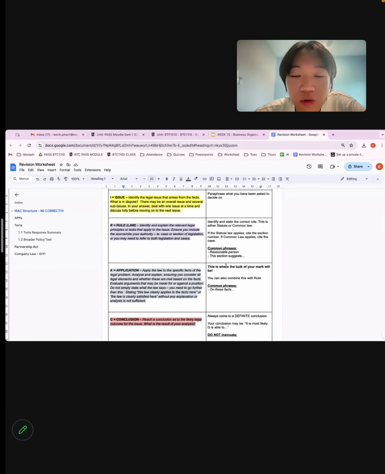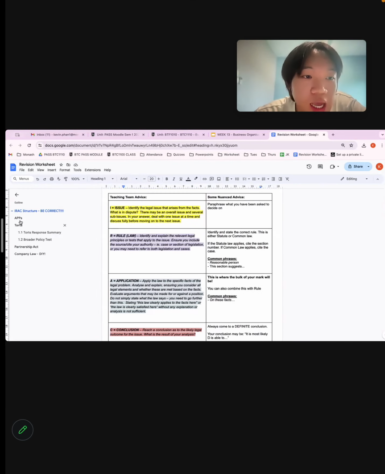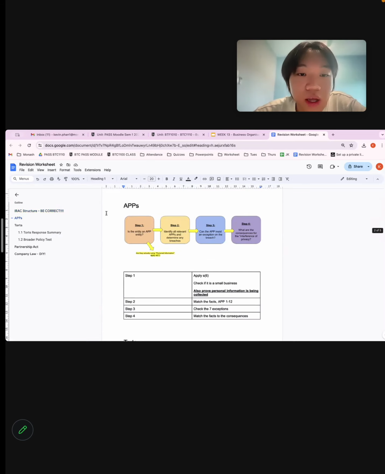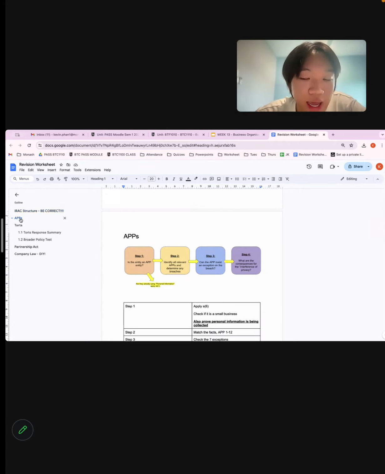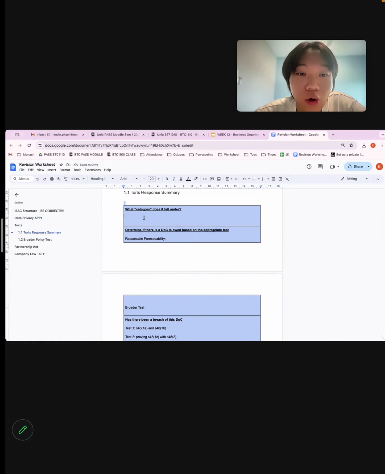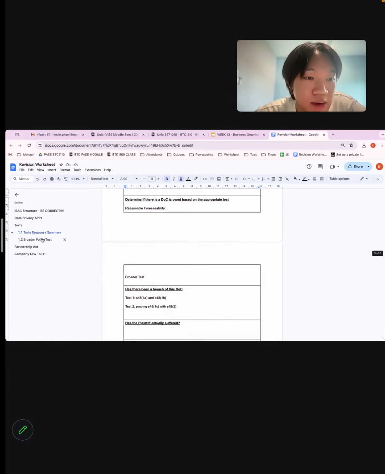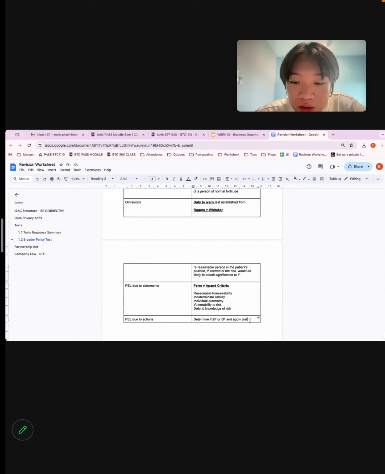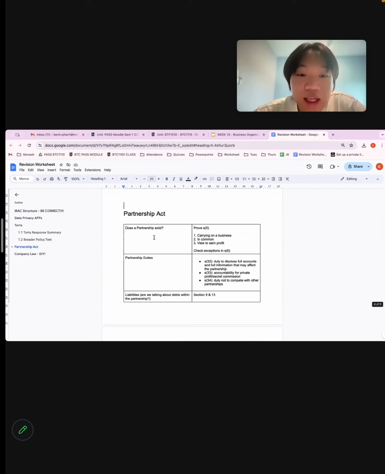So of course in your exam you guys will have notes, and I encourage you guys to make something similar to this. So as always, there's only going to be 4 topics. The first topic is about the APP, so data privacy. Second one, torts as well, which I've popped in the same table that you guys always follow. It's always the exact same steps. And then of course the broader policy test as well that I've popped in there for you guys.